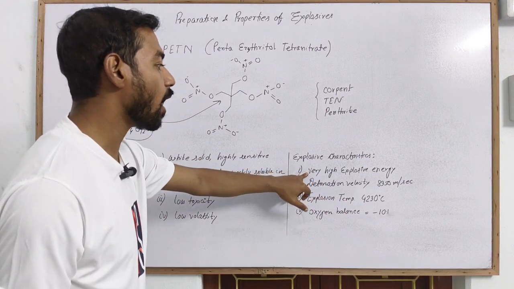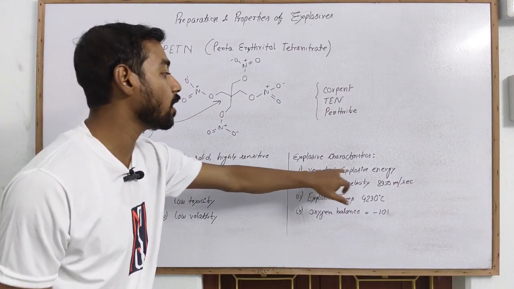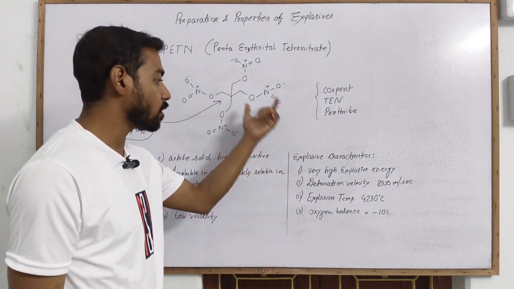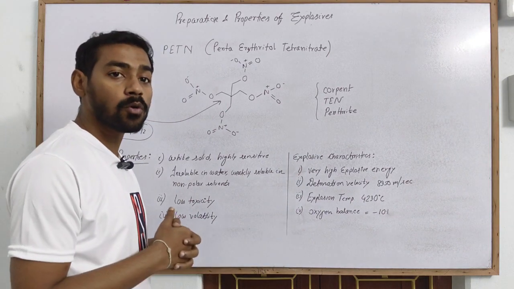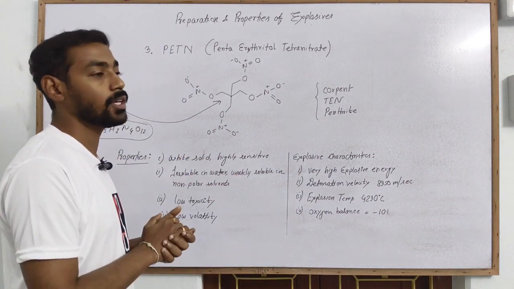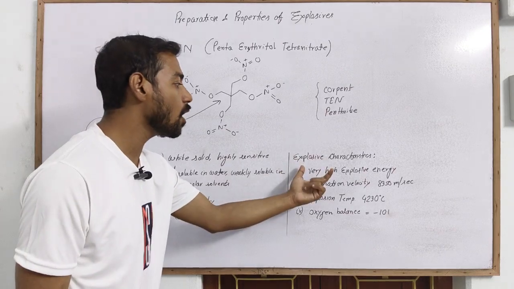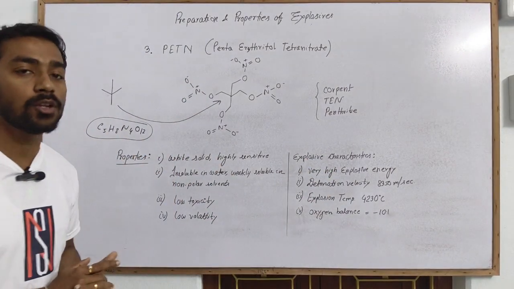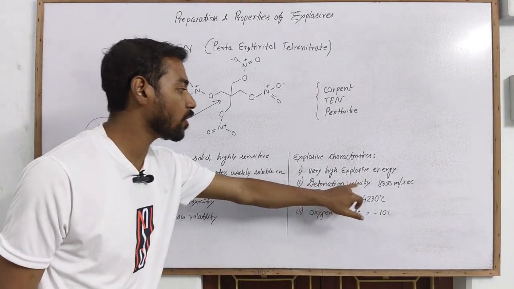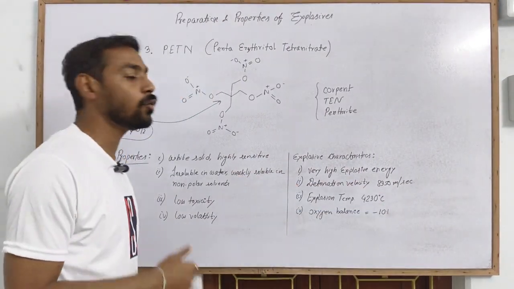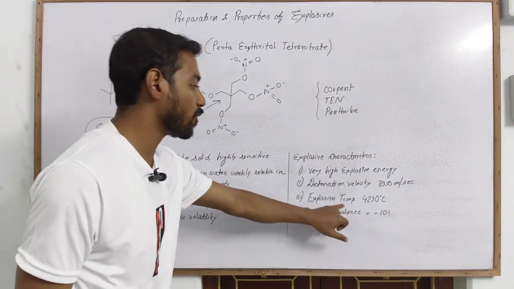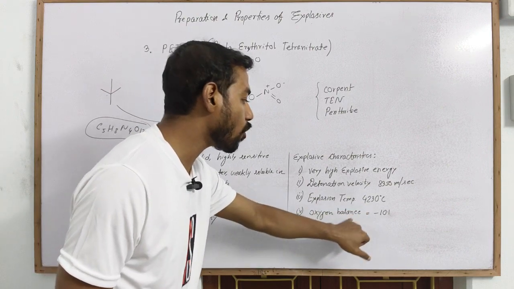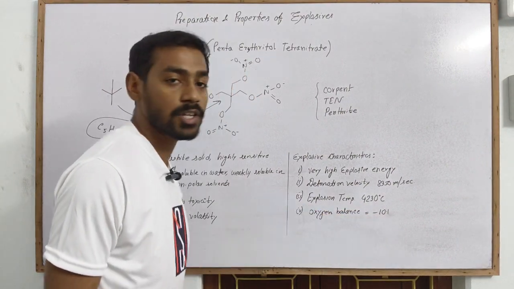It has very high explosive energy. 1 kg of this PETN can give almost 5,800 kilojoules of energy. So, 1 kg of this PETN can generate 5,800 kilojoules of energy. Its detonation velocity is nearly 8 kilometers per second. Its explosion temperature is around 4,230 degrees centigrade, and its oxygen balance is negative, that is minus 10.1.